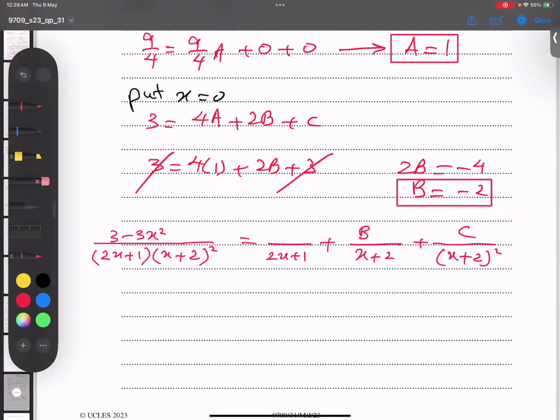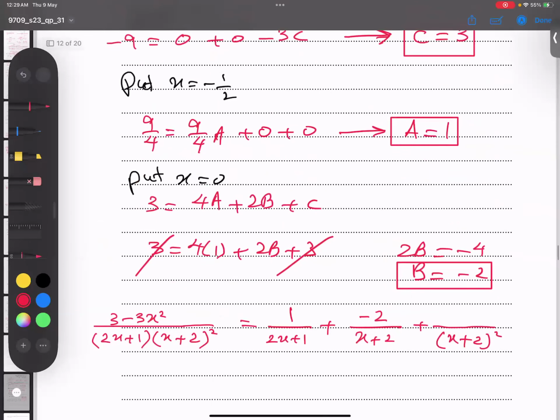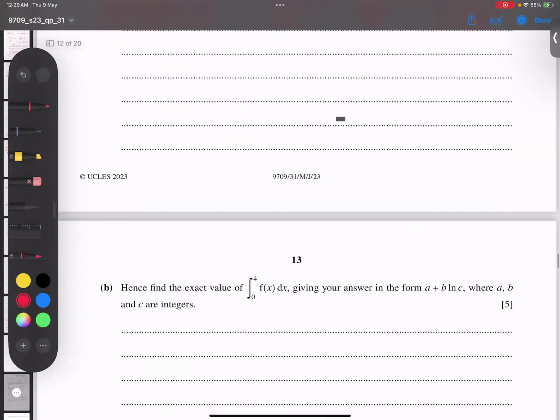I replace A, B and C with the numbers, the answers. A is 1, B is -2, and C is 3. And this is my final answer. What is the next part, students?